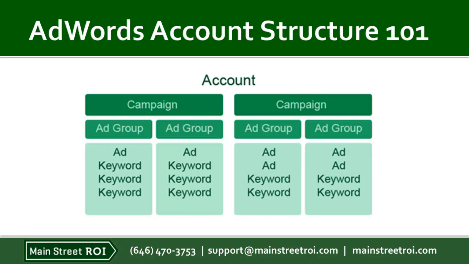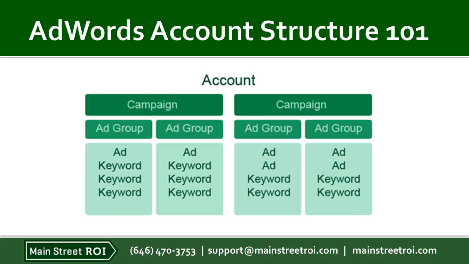If you remember when we were talking about how to create magnetic ads, one of the first components there was relevant ad copy to the keywords, and we want to actually put the keyword in the ad headline or in the description lines. And the only way you can do that is if your ad groups all contain keywords of similar phrases.